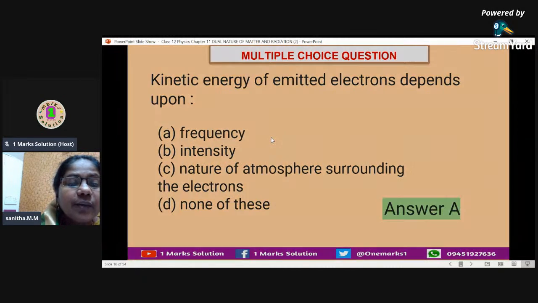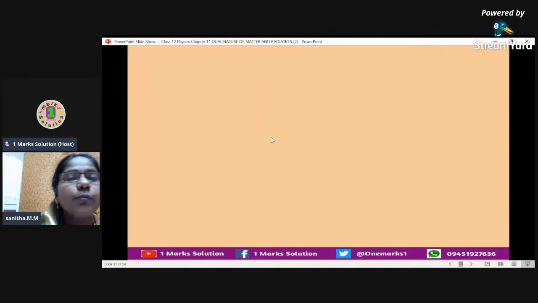So what is the answer? We will get it very simply. The answer is A, that is the frequency only. Intensity does not matter; it depends on the number of photons. The nature of the atmosphere doesn't matter, and none of the others. So the correct option is frequency. Now let us move to the next question.